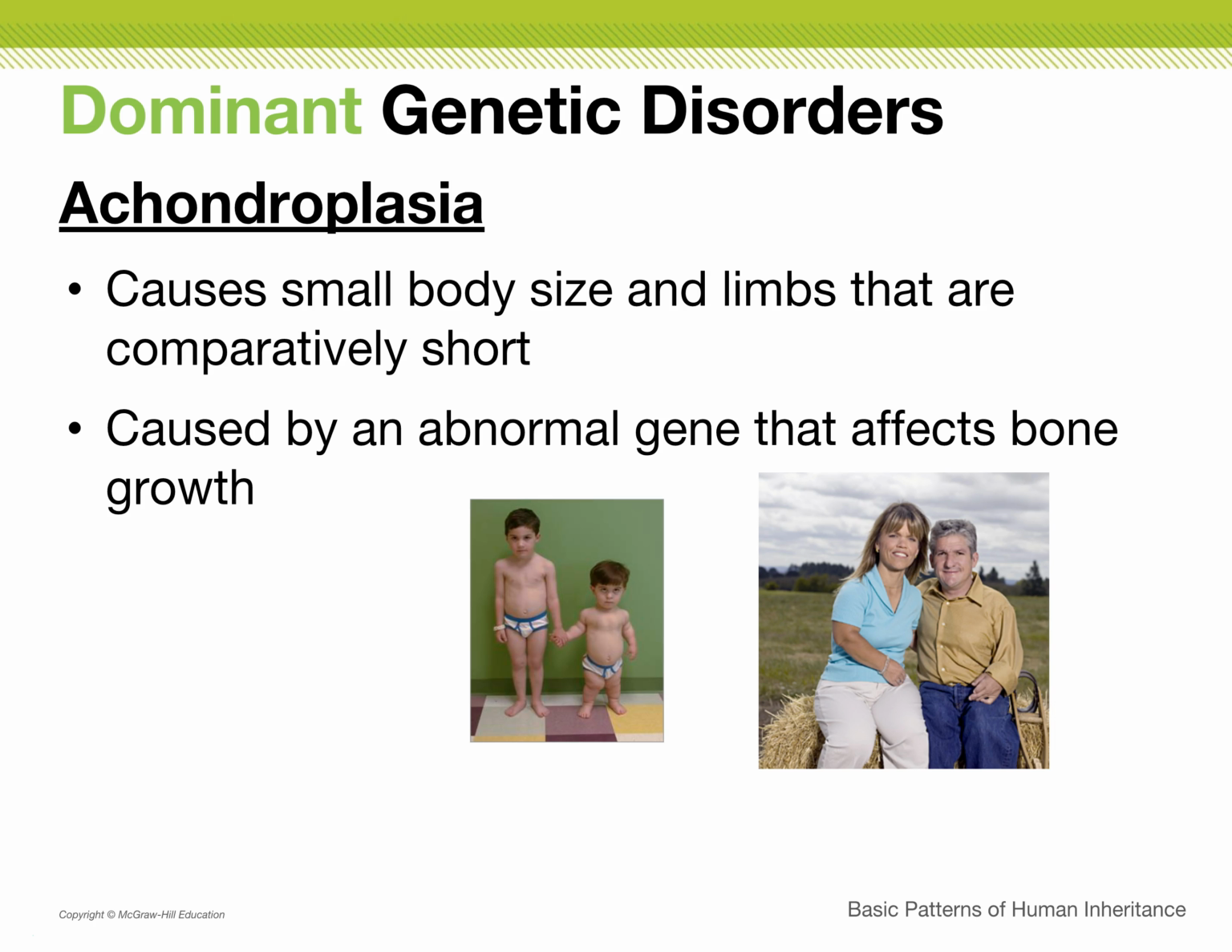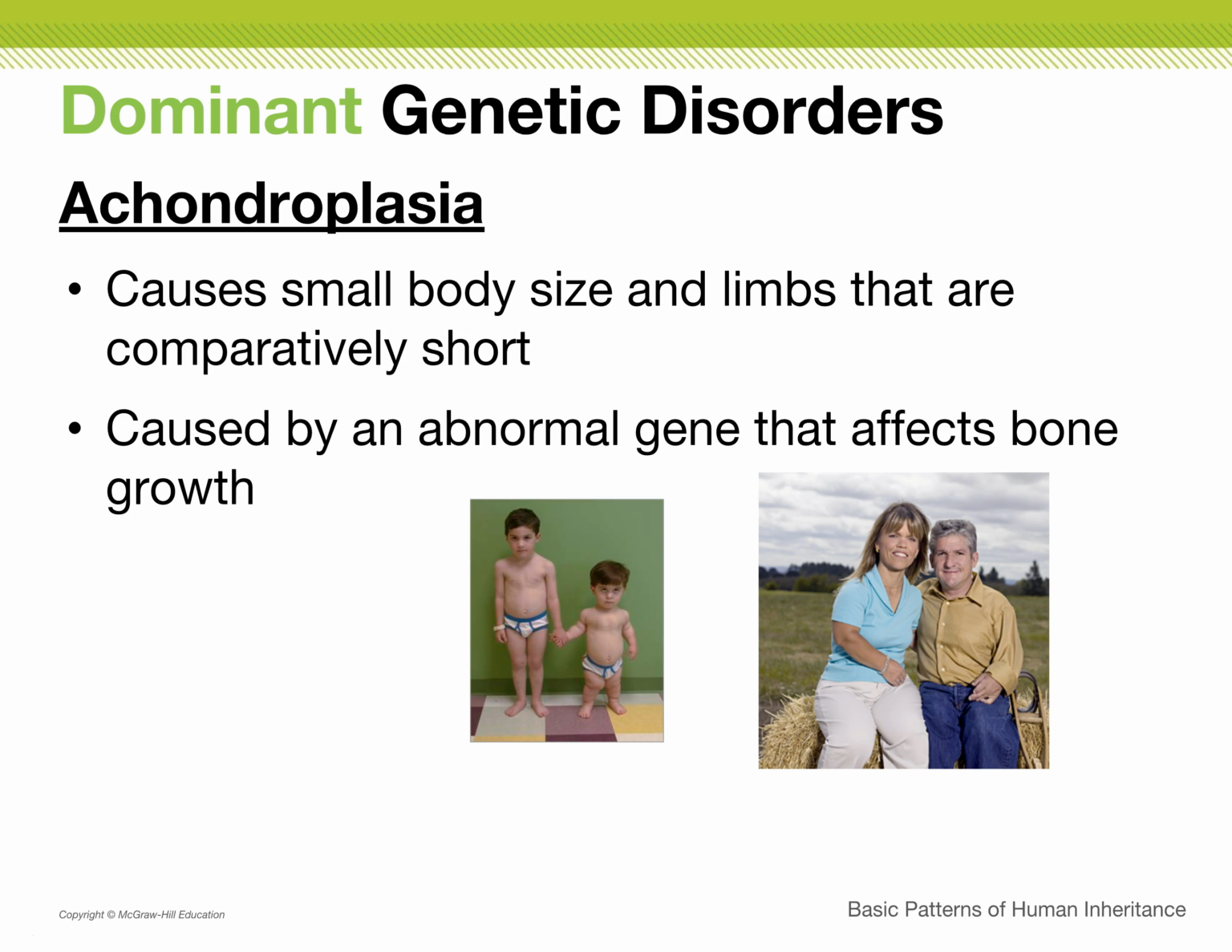Achondroplasia, you might be surprised. This would be dwarfism, is a dominant disorder. It's not a common dominant disorder, but it is a dominant disorder causing small body size and limbs that are comparatively short. And it's caused by an abnormal gene that affects bone growth.